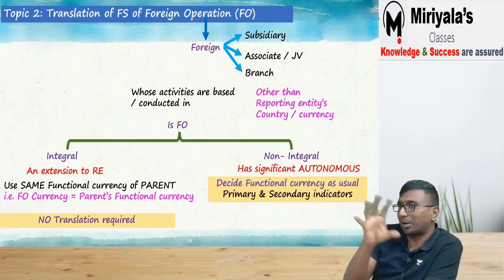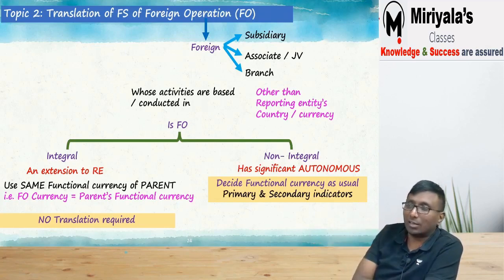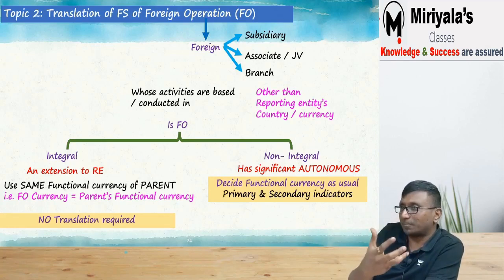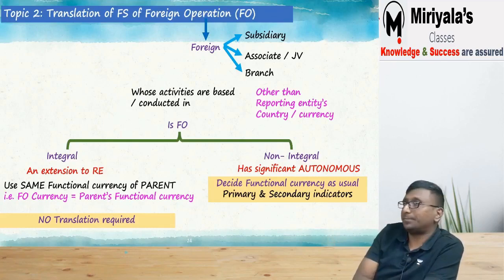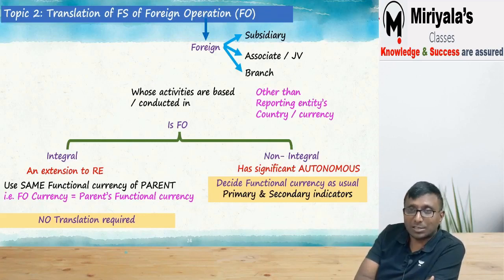Same primary indicators, secondary indicators. Which currency influences the sales? I mean, sales are mostly in which currency? The selling price is fixed and decided based on which market? And expenditure, including raw material, labor, overheads, all those you are spending in which currency? And how are you financing activities? In which currency is the retention happening? All that you are supposed to see accordingly.